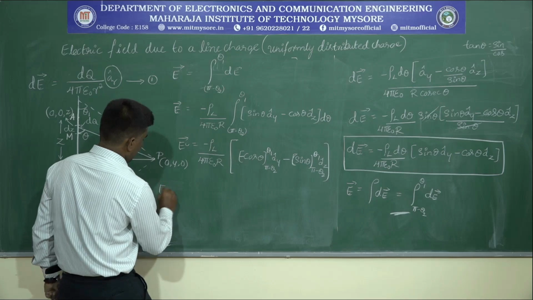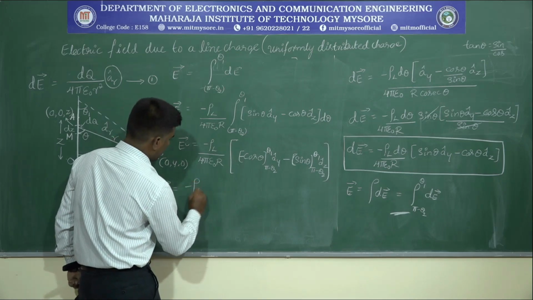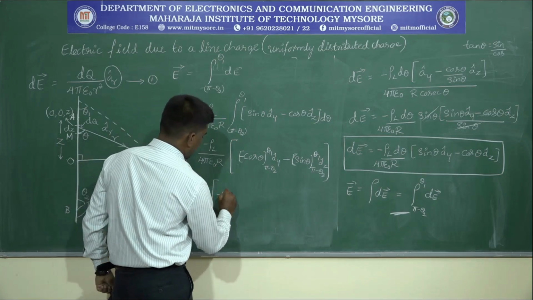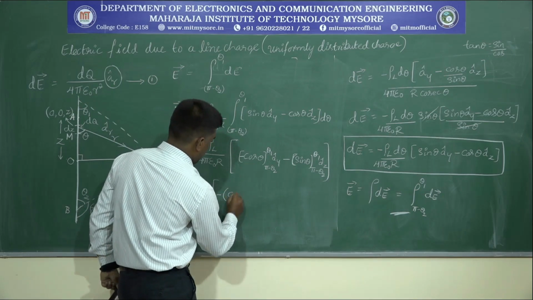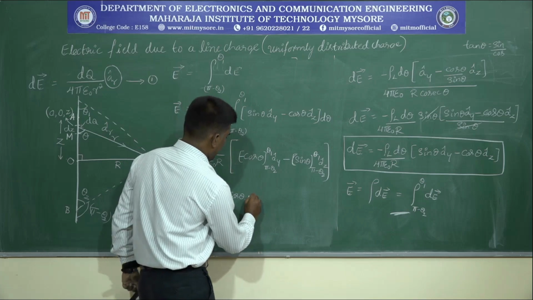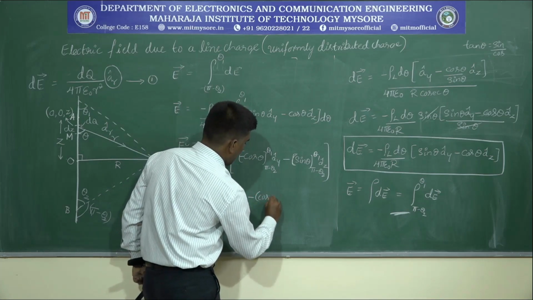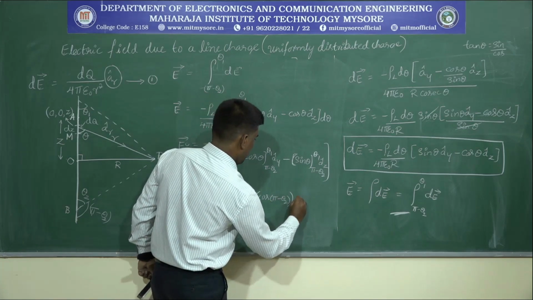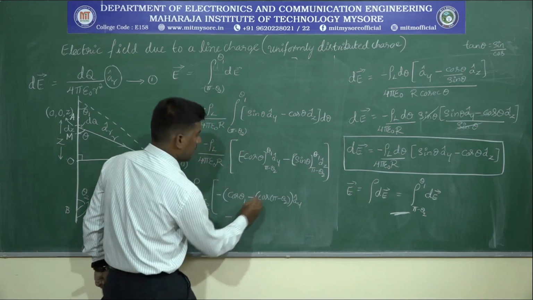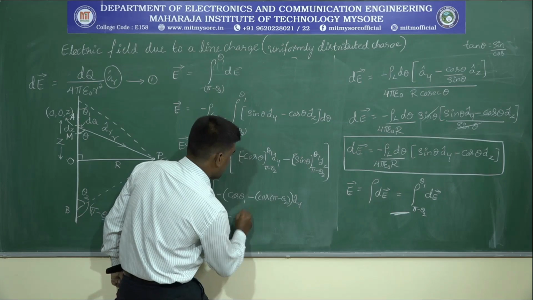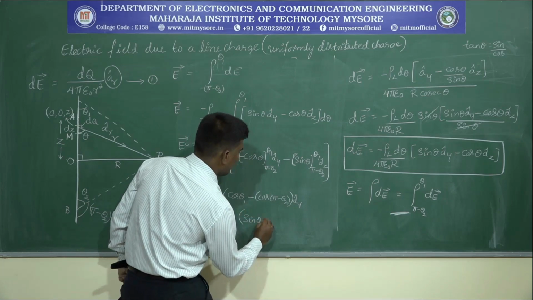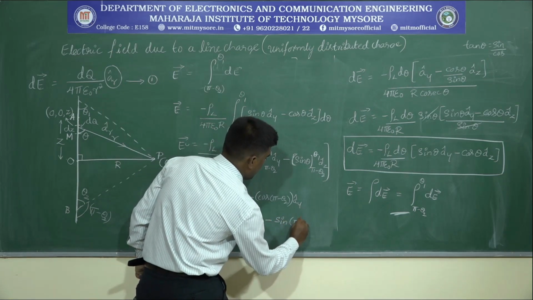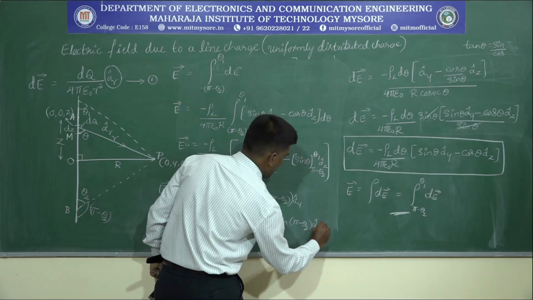On solving this, total electric field intensity is given by minus rho L divided by 4 pi epsilon naught into r, see, minus of cos theta 1 minus cos of pi minus theta 2, into a cap y minus sin theta 1 minus sin of pi minus theta 2 into a cap z.